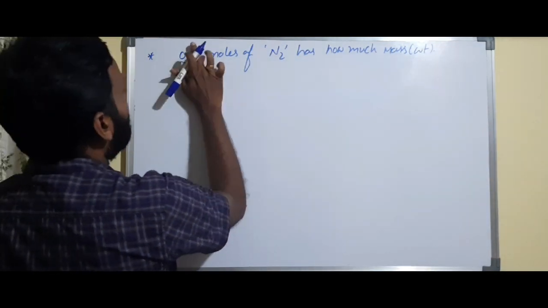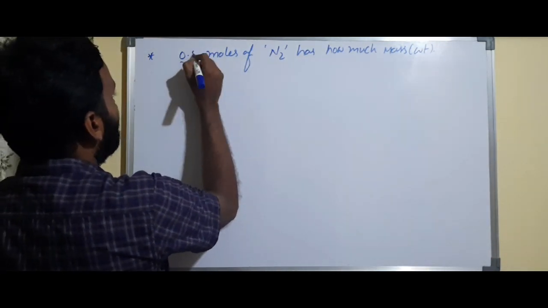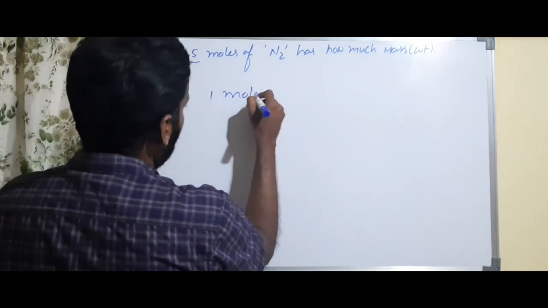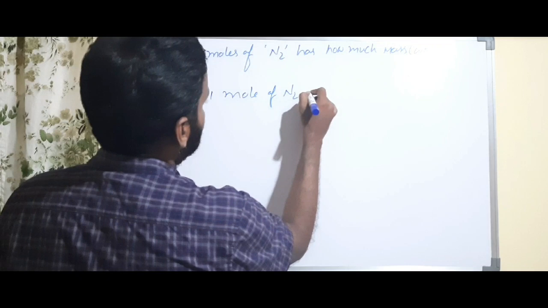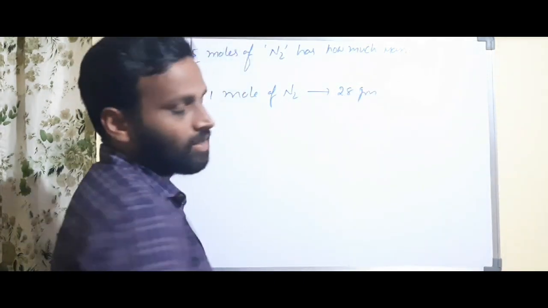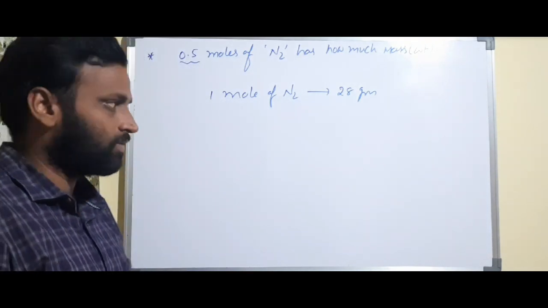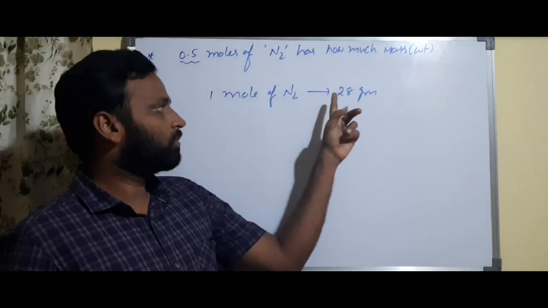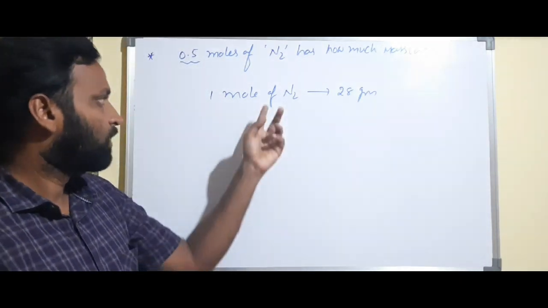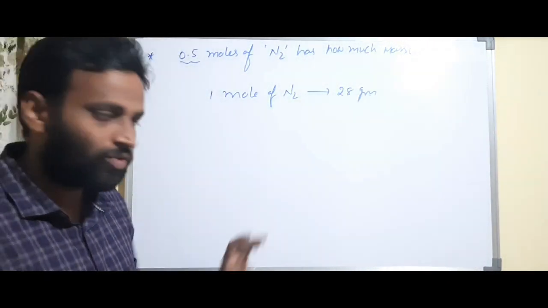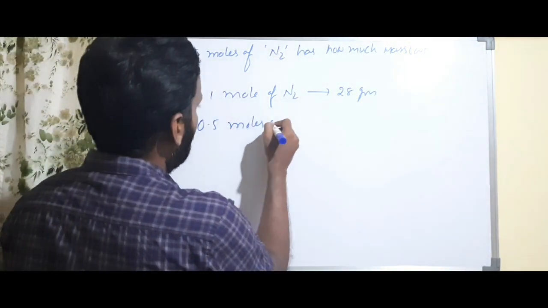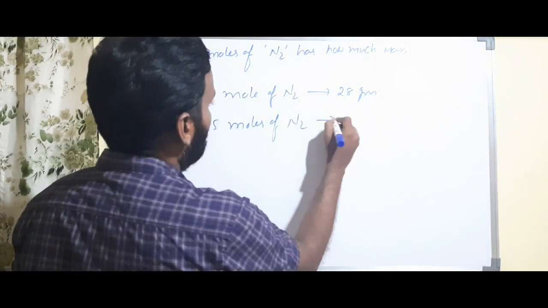They are asking for 0.5 moles. So 1 mole of N2 is having how much? 28 grams. Sorry, nitrogen atomic weight is 14. Previously I gave it wrong. So 1 mole of N2 means 28 grams. Nitrogen atomic weight is 14, 2 nitrogens, 14 into 2, 28. So 0.5 moles of N2 how much?